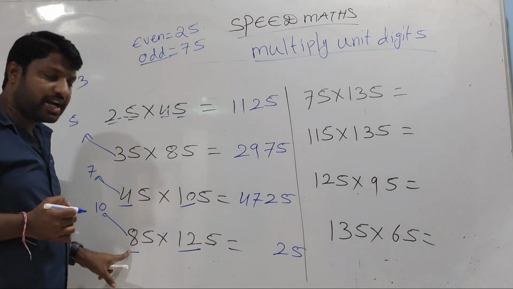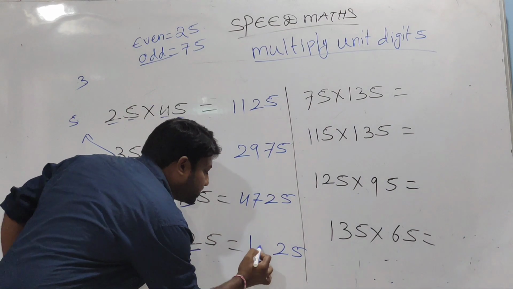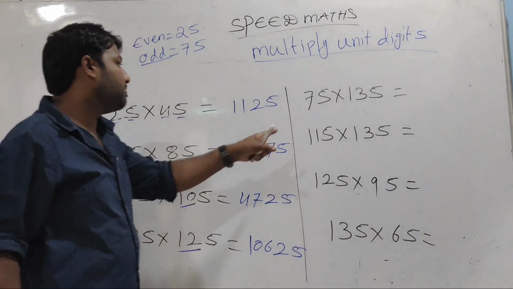Okay. Next, 12 times 8 is 96. 12 into 8 is nothing but 96, plus 10. It is nothing but 106. Write 106.